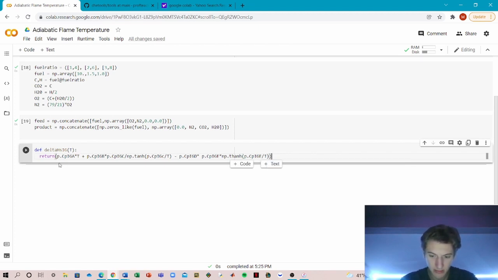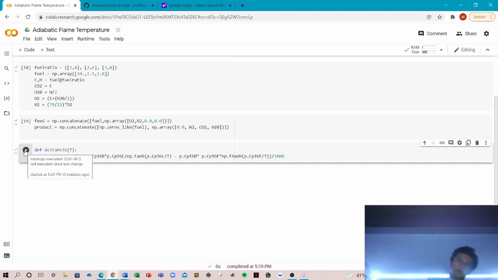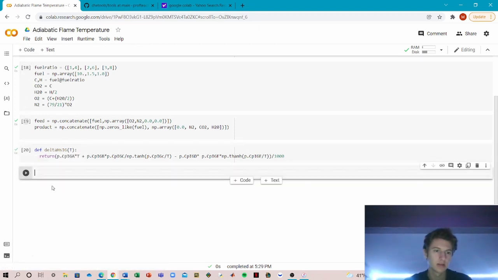All of that divided by 1000, because in the file it's listed as kilomoles, so we need to make sure that it's all the right unit. Okay. Then we also need this one. And then this is the energy balance.